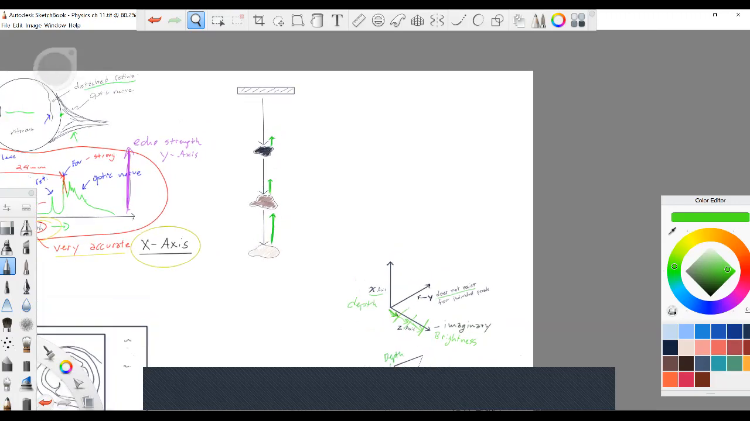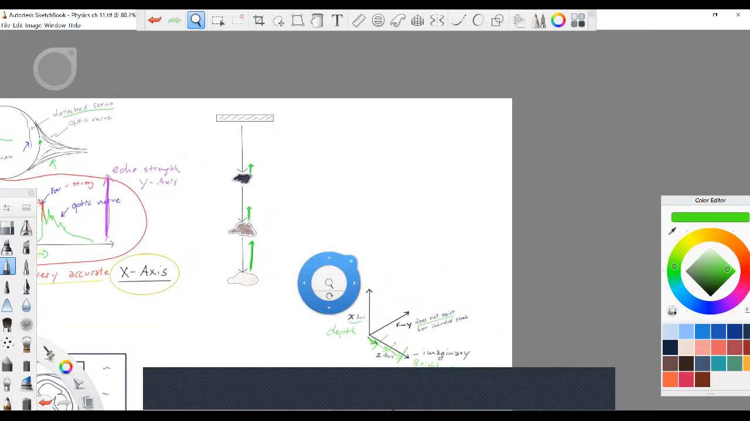What else can I say about this? Sound beam comes down, produces weak echo, medium, strong echo.